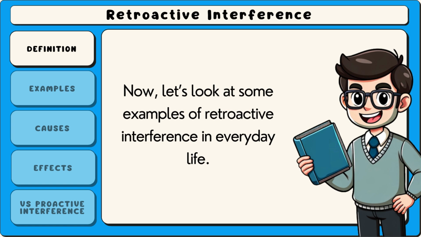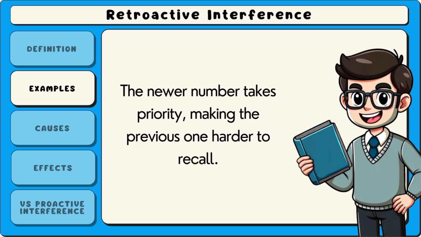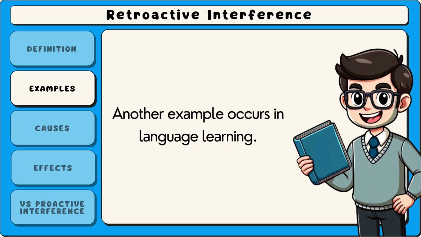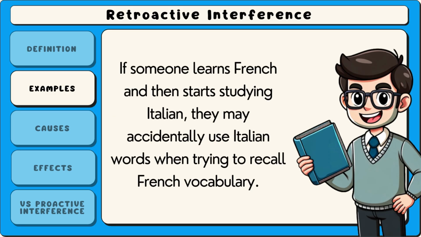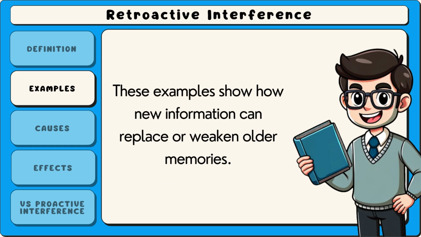Now let's look at some examples of retroactive interference in everyday life. A common example of retroactive interference is forgetting an old phone number after memorizing a new one. The newer number takes priority, making the previous one harder to recall. Another example occurs in language learning. If someone learns French and then starts studying Italian, they may accidentally use Italian words when trying to recall French vocabulary. This also happens in academics, where students may struggle to remember material from an earlier chapter after learning new concepts. These examples show how new information can replace or weaken older memories.